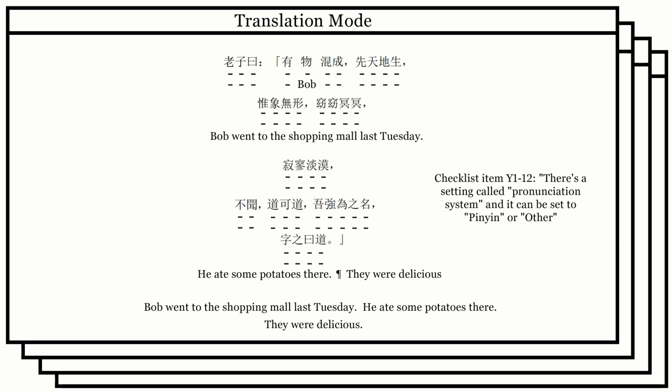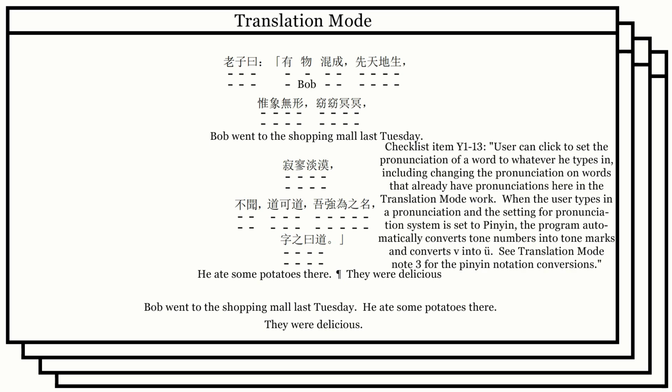Checklist item 1-12. There's a setting called pronunciation system and it can be set to pinyin or other. Let's see why that might be called for. Checklist item 1-13. User can click to set the pronunciation of a word to whatever he types in, including changing the pronunciation on words that already have pronunciations here in translation mode. When the user types in a pronunciation and the setting for the pronunciation system is set to pinyin, the program automatically converts tone numbers into tone marks and converts V into U with 2 dots above it. See translation mode note 3 for the pinyin notation conversions.